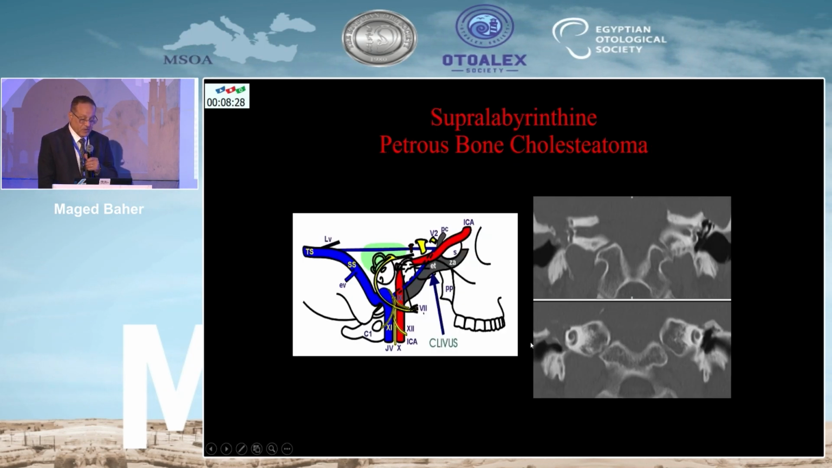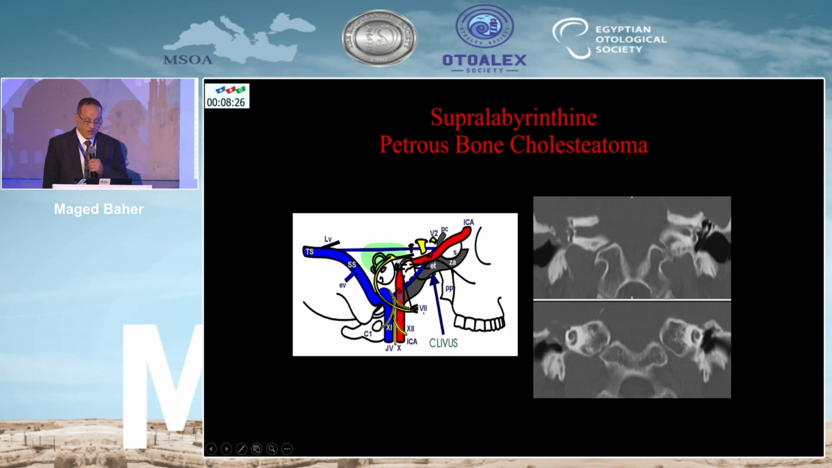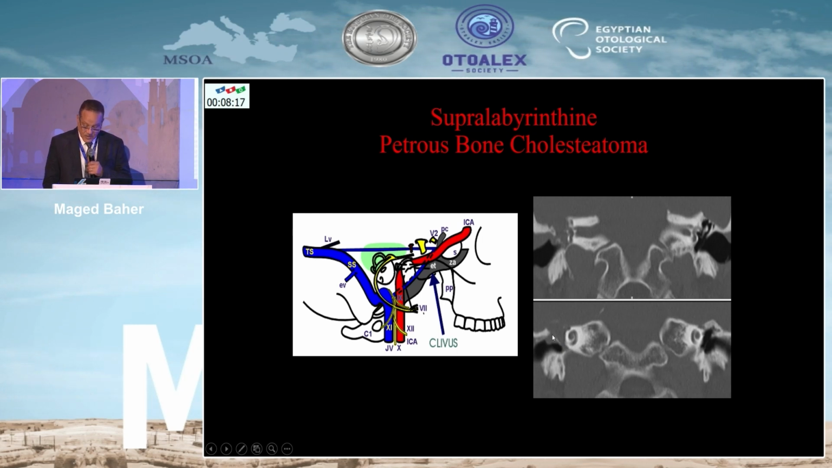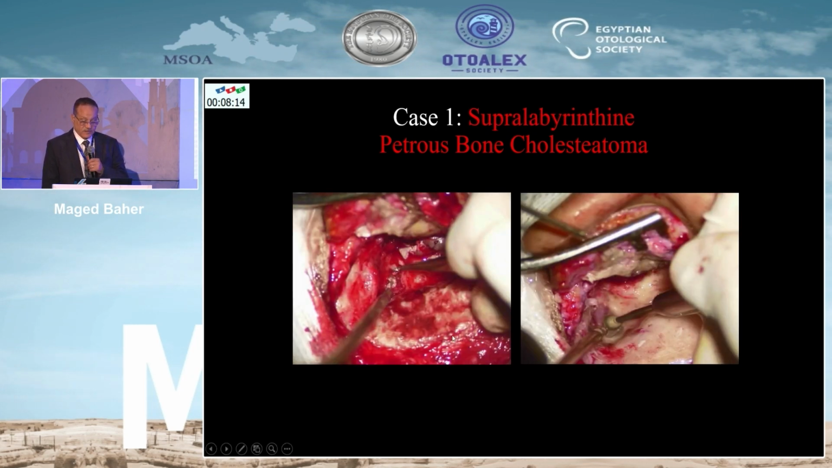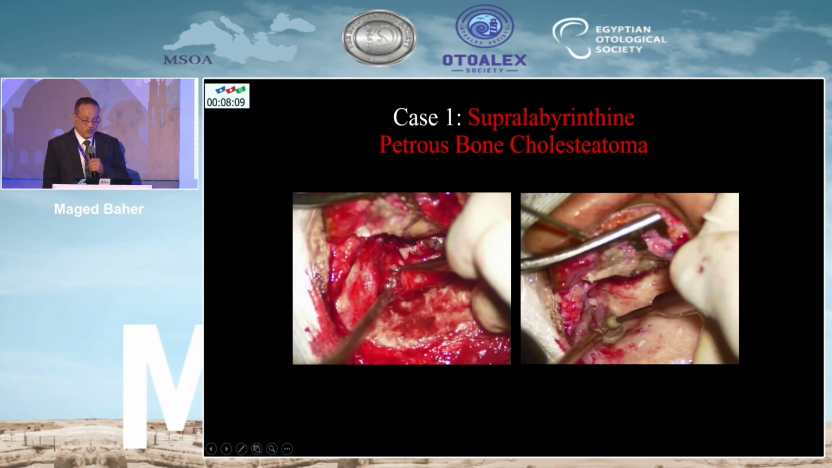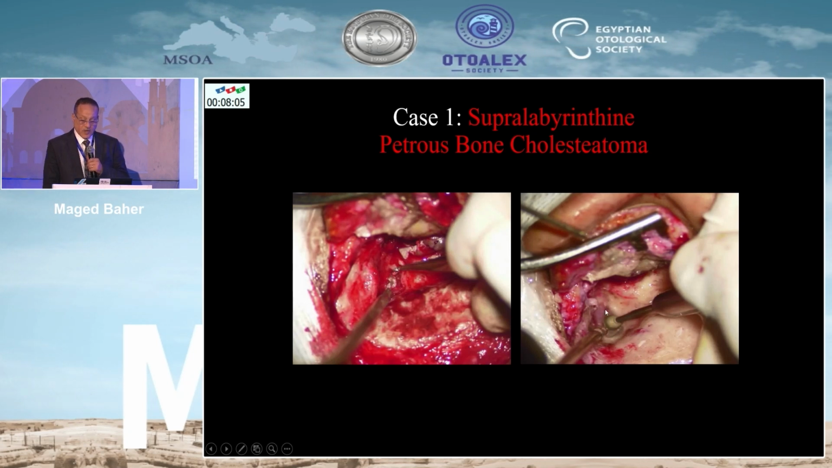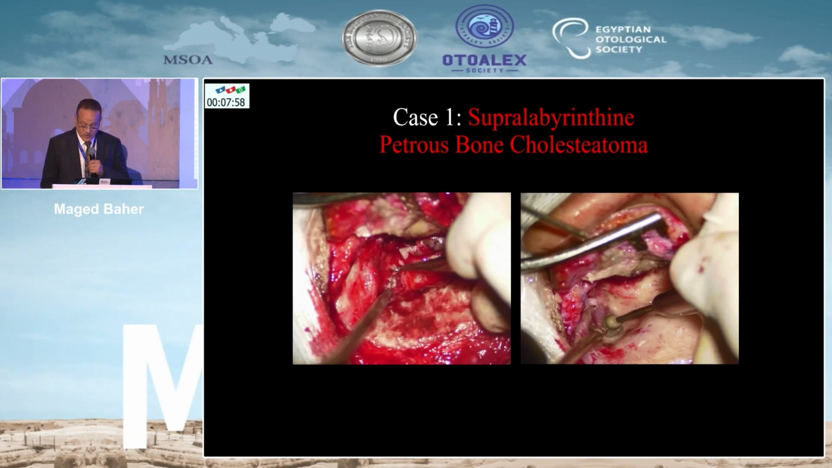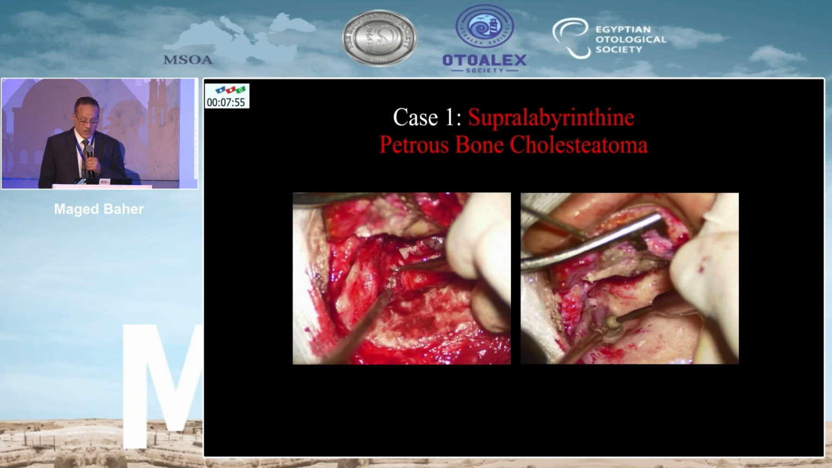This is a case of a supralabyrinthine cholesteatoma that we operated upon. You see here the tegmen has been eroded by the cholesteatoma here and here. And this is left here. And as you see, we managed to operate and remove the petrous bone cholesteatoma through a wide canal wall down mastoidectomy with total obliteration of the middle ear.